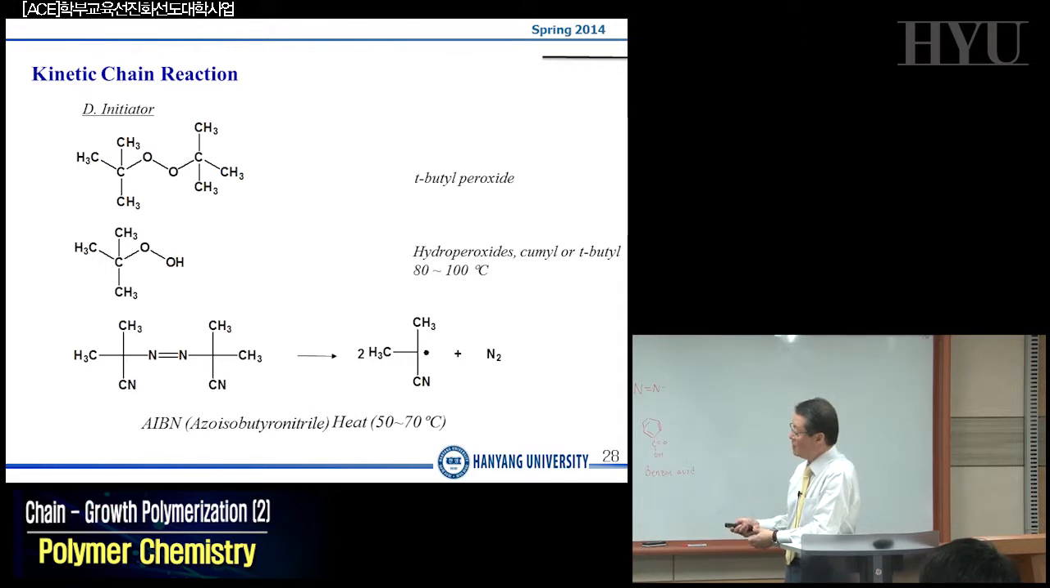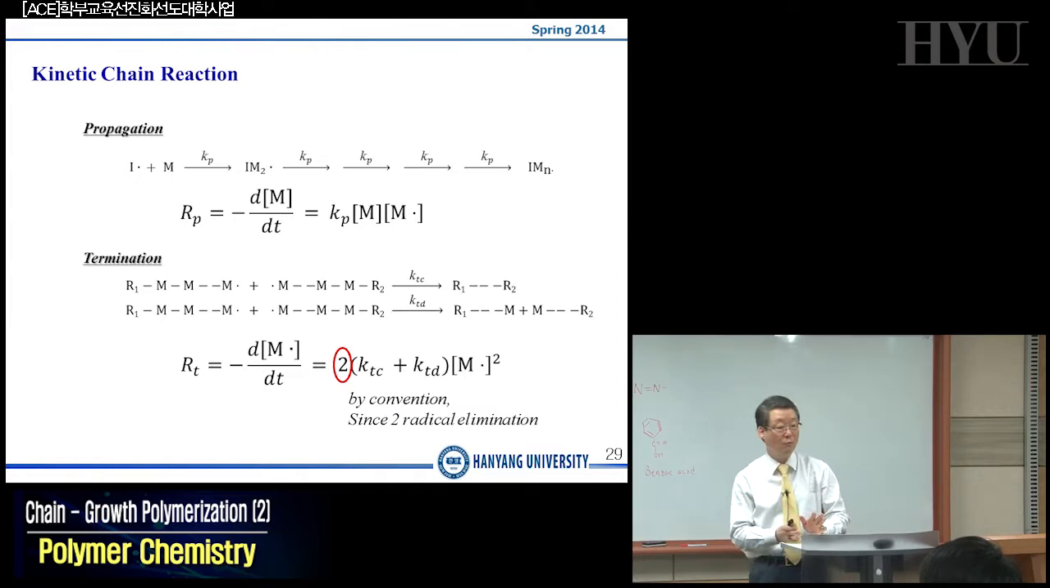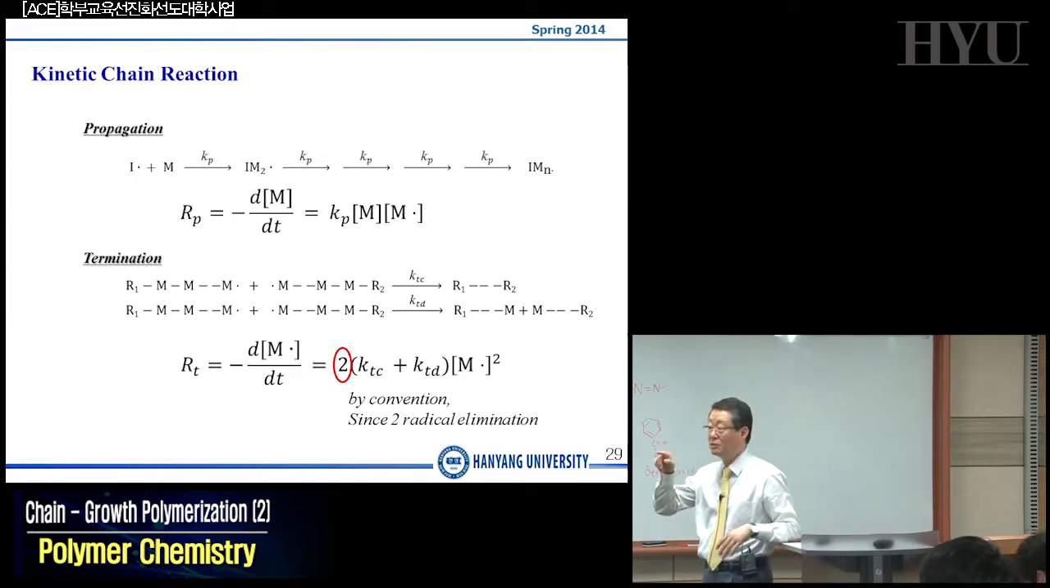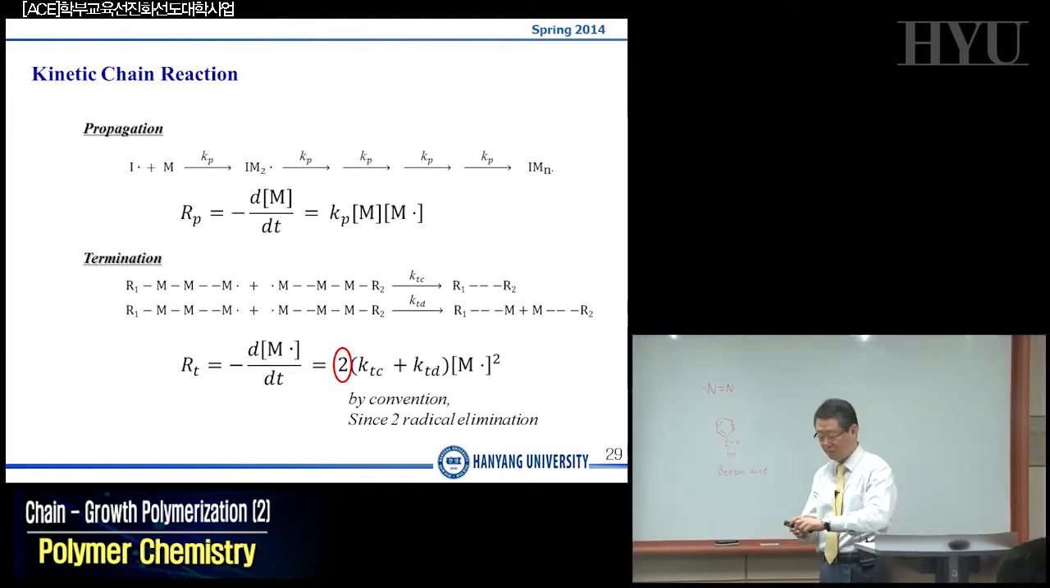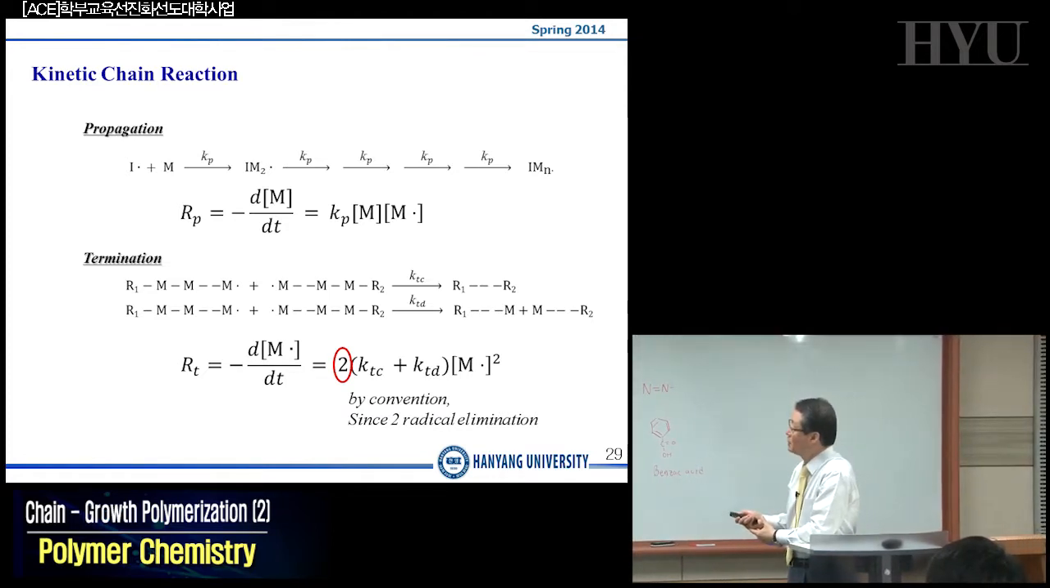I have the AIBN, which decomposes into two. So the AIBN has a much lower temperature for decomposition and becomes two radicals as well. So with this initiator, you form the I dot. So I dot will attack this monomer and becomes IM2, because I dot already contains M. So it becomes IM2, IM3, IM4, stuff like that, and becomes IMn dot.